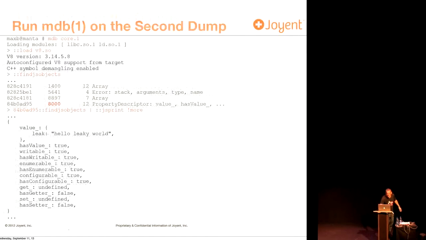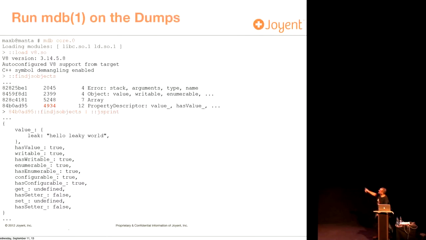So I'm taking the address in both cases and dumping out what the object is, and here I see this hello leaky world, which I recognize because it's part of my code. All right.